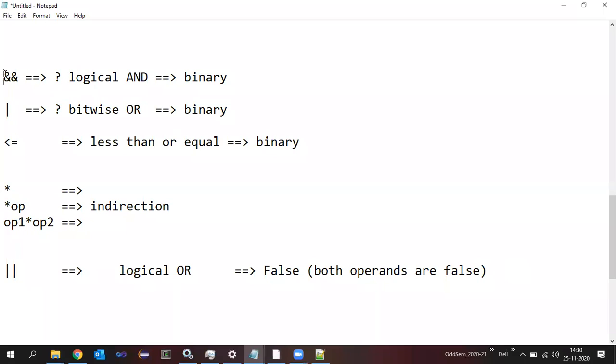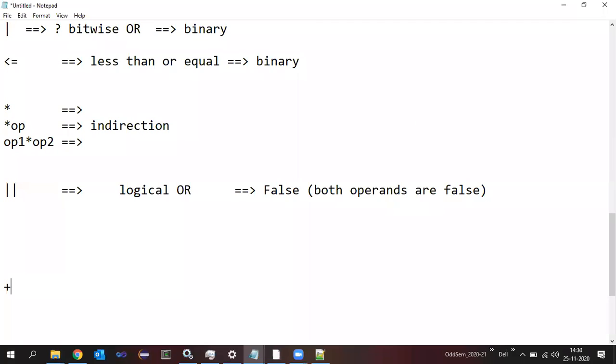What about logical and? When will I get the result as true? When both the operands are true. Otherwise it will give a false result. Okay, now what about this operator? What is this? Plus plus is the increment operator.